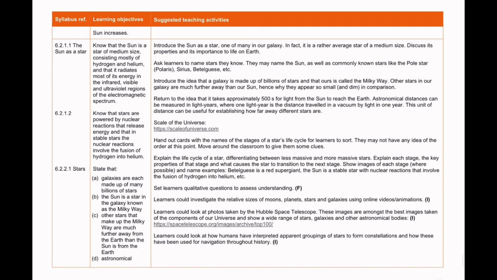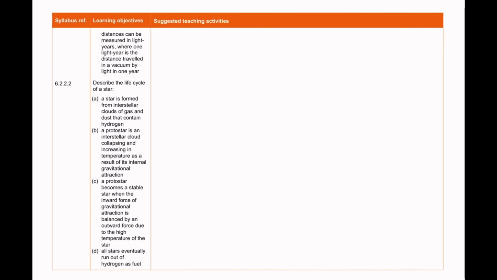State that A. Galaxies are each made up of billions of stars. B. The Sun is a star in the galaxy known as the Milky Way. C. Other stars that make up the Milky Way are much further away from the Earth than the Sun is from the Earth. D. Astronomical distances can be measured in light years, where 1 light year is the distance traveled in a vacuum by light in 1 year.